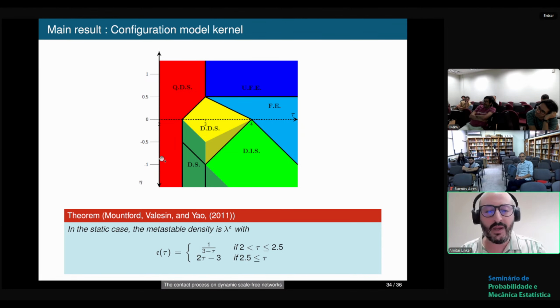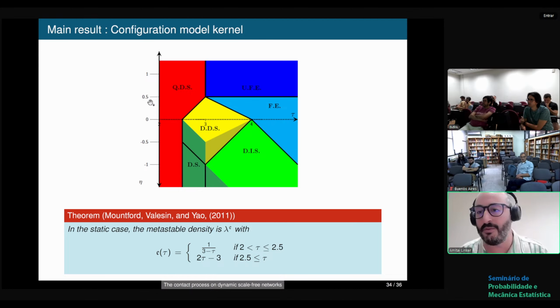And most importantly, when eta goes to 0, what you see is that between 2 and 2.5, you have this red region, and above 2.5, you have this dark green region. And this is similar to a previous result in 2011 by Mountford, Balsin, and Yao, in which they found the metastable densities for the contact process in the static network. Between 2 and 2.5, the exponent is exactly the same as ours, and above 2.5 is exactly the same as ours. So this gives us confidence in saying, well, when eta is tending to minus infinity, what you recover is actually the static case.